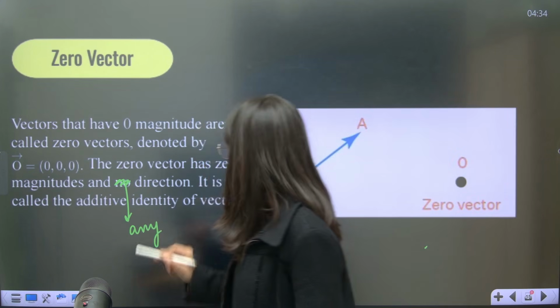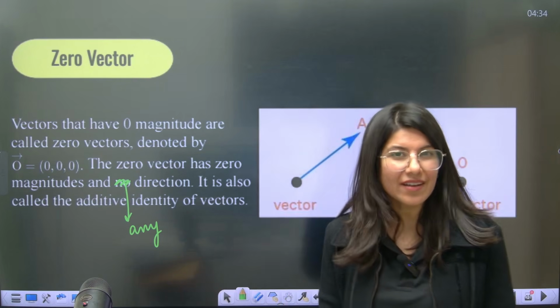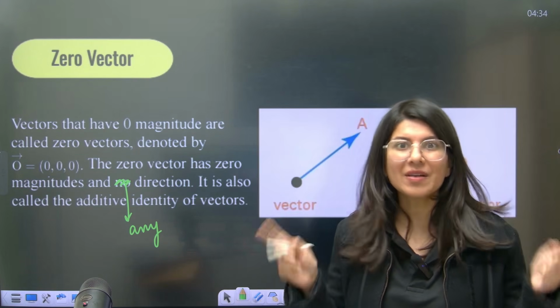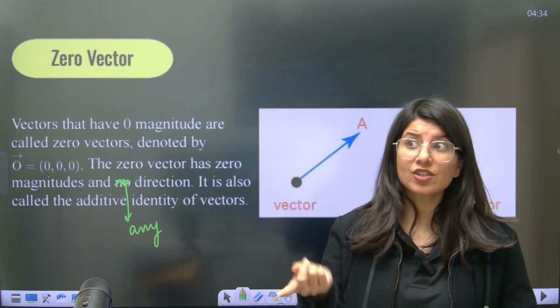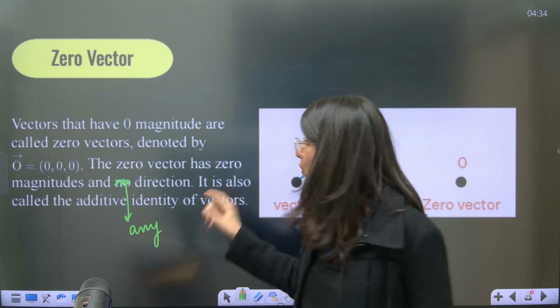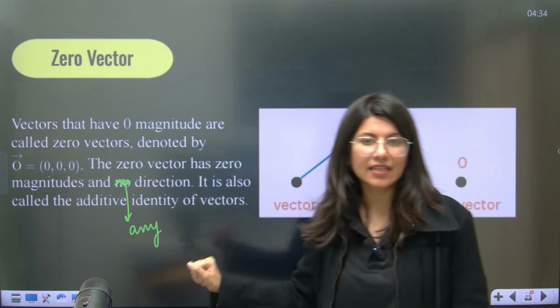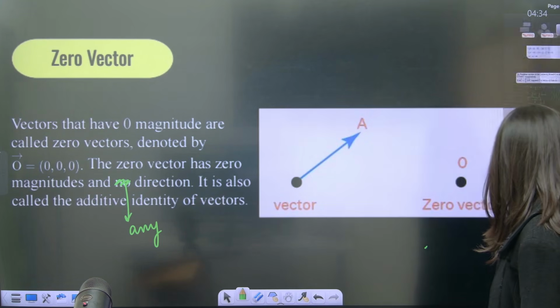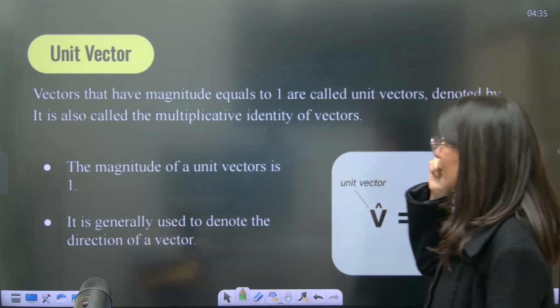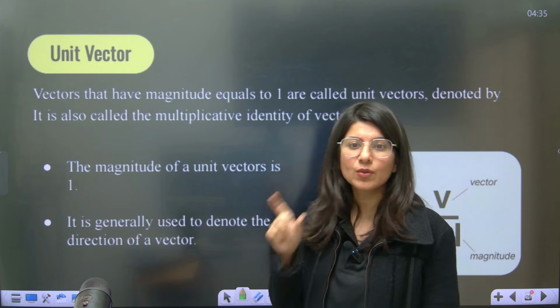Zero vector has zero magnitude and any direction. Saying no direction is wrong, because if it has no direction, we cannot call it a vector. A vector must have a direction; with no direction, it would fall under the scalar category. So no is an incorrect term, it is any direction. Now, the unit vector: we have seen that a unit vector is one whose magnitude is 1.